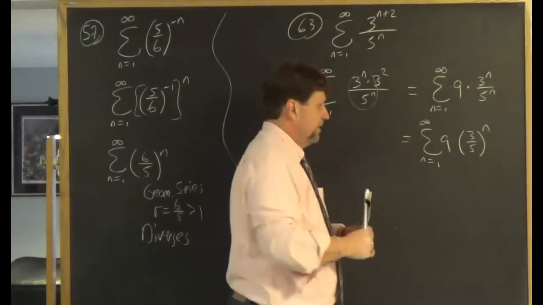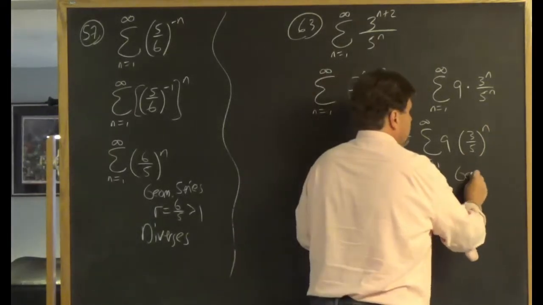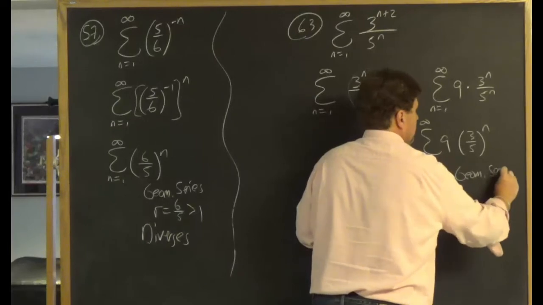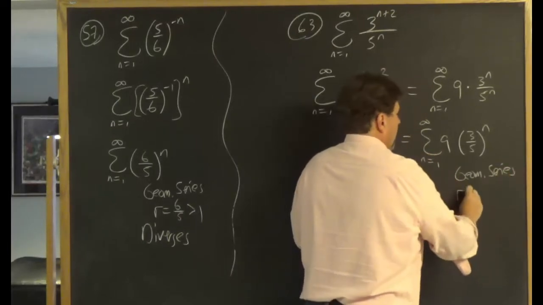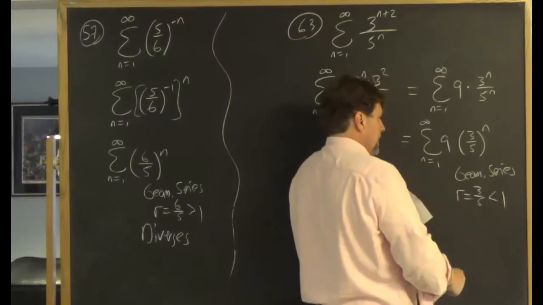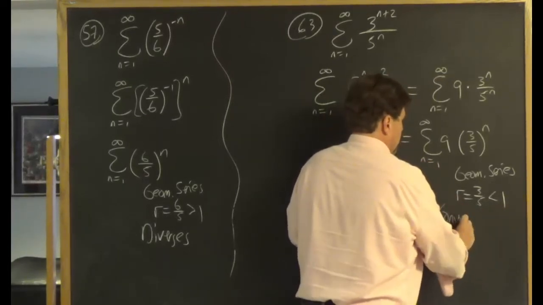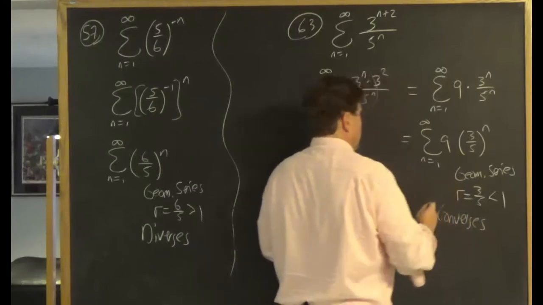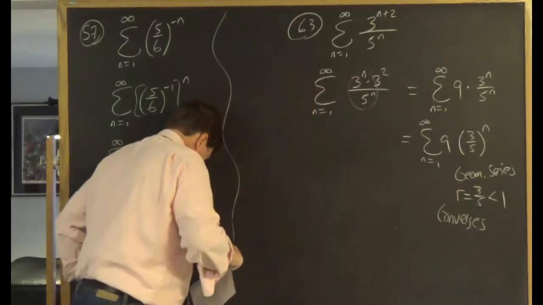And what do we have? We have a geometric series where r is 3/5, which is less than 1, which means that it converges.